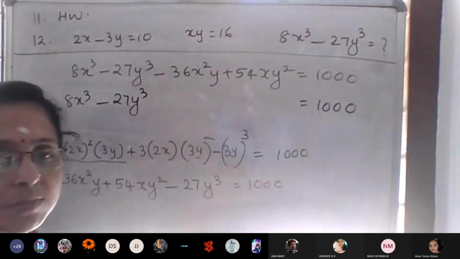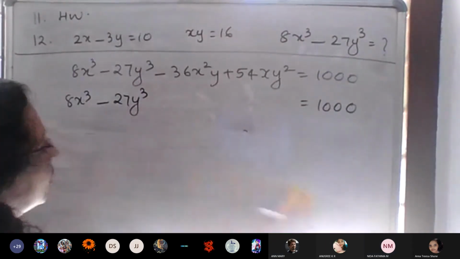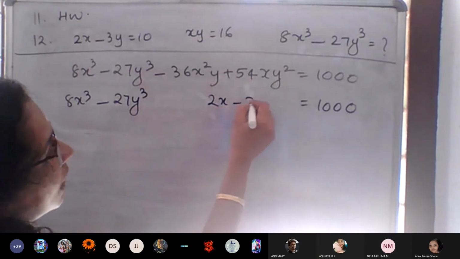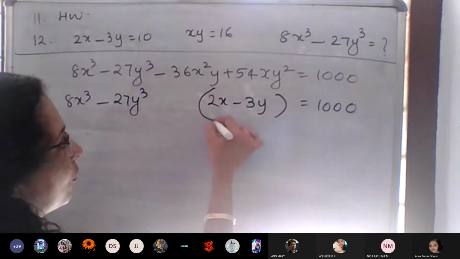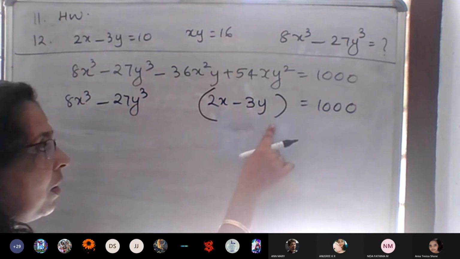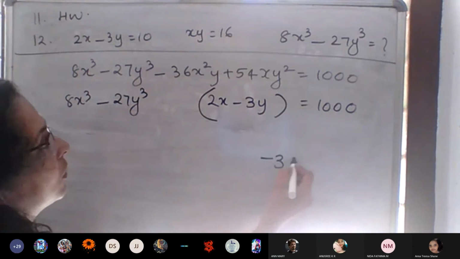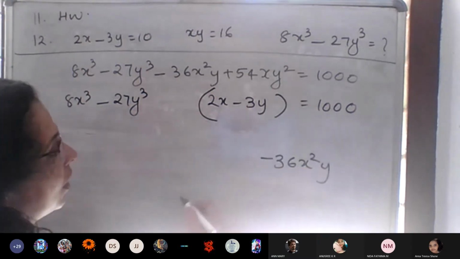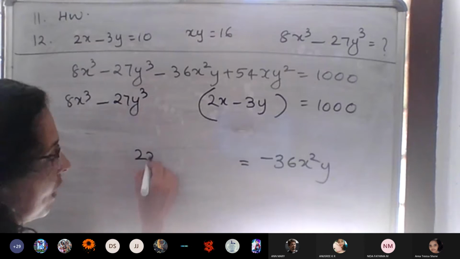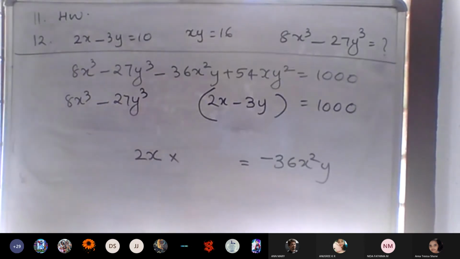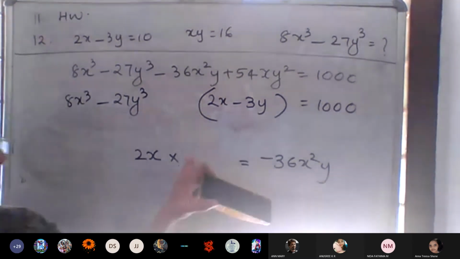2x minus 3y, we have that, no? So 2x minus 3y we have. Depending upon this, adjust here. We need negative 36x square y. We have only 2x. How can we find the middle term?